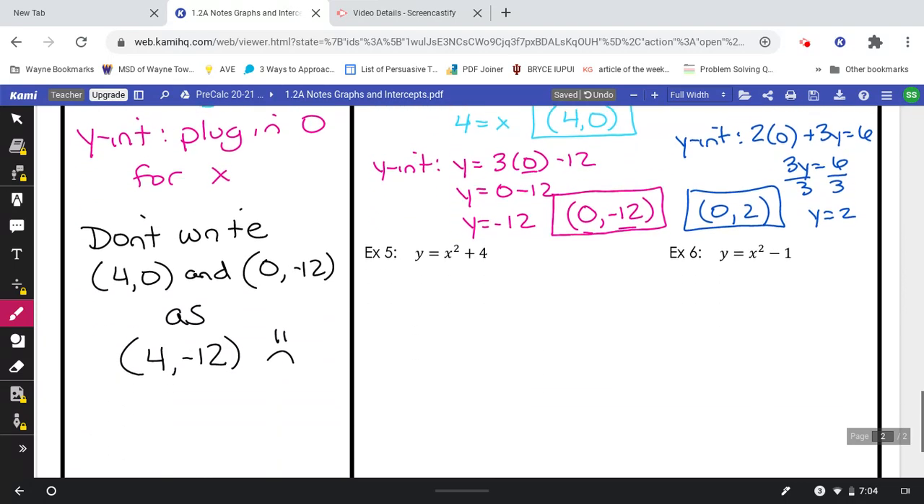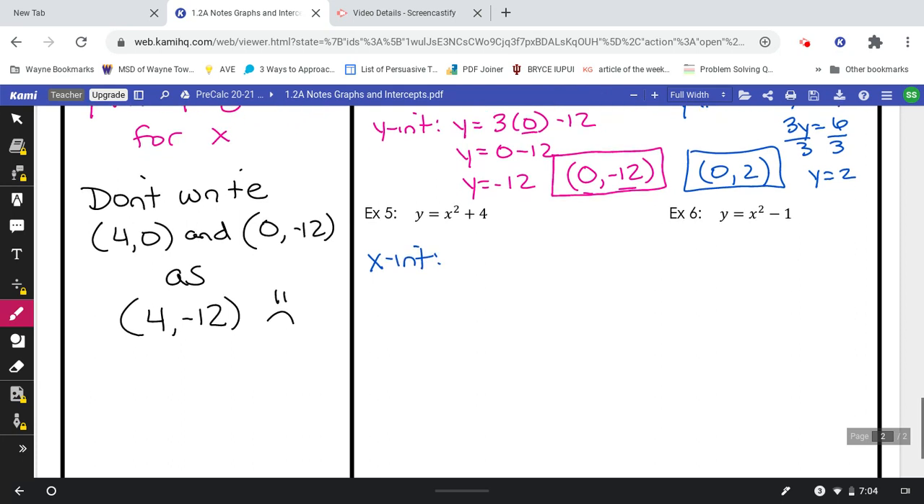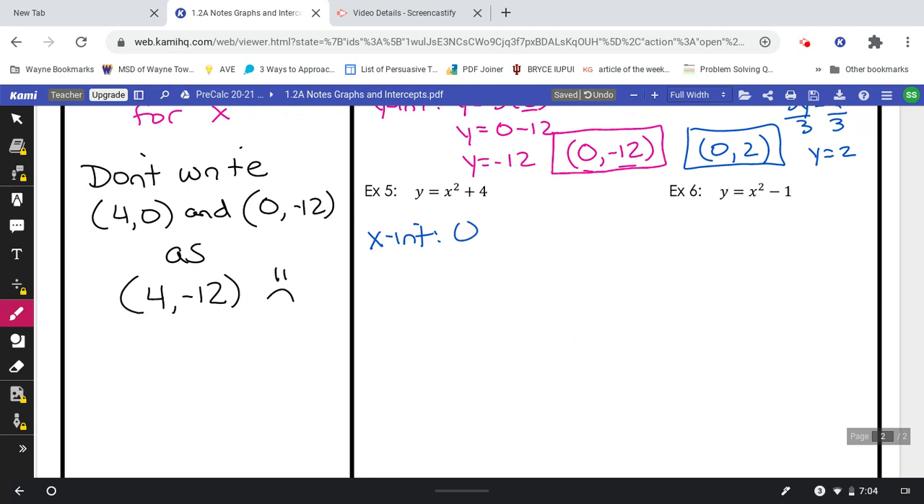Examples number 5 and 6 have squares in them, exponents. So we've got two special cases here I want you to be aware of. So first, our x-intercept. We're going to plug in a 0 for the y. So 0 equals x squared plus 4. Try to get the x by itself.